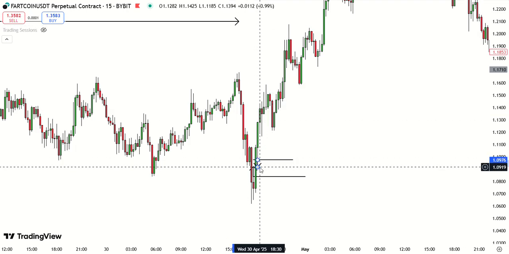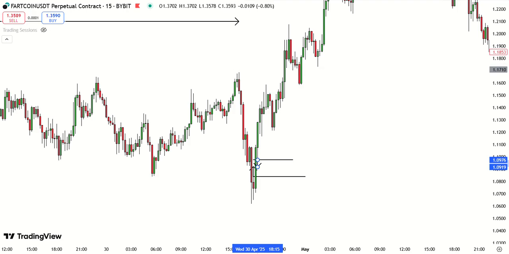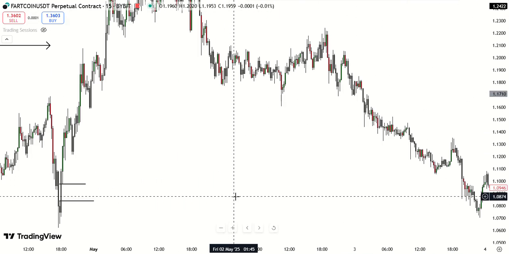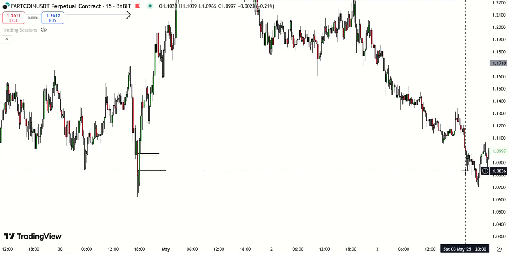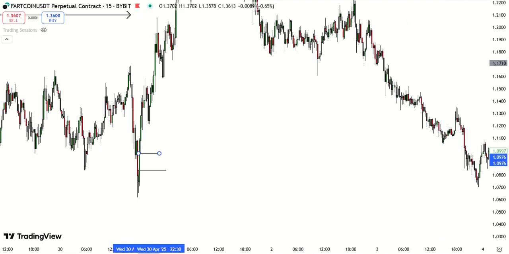You could say candlestick, wick, whatever, it's fine. As we can see, there's a space here, which means that space later needs to get filled. Like you see over here, there's space, it gets filled later on. So using that, this is how I determine my order blocks.